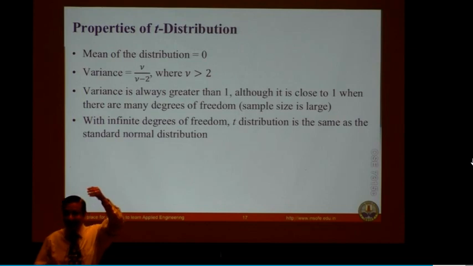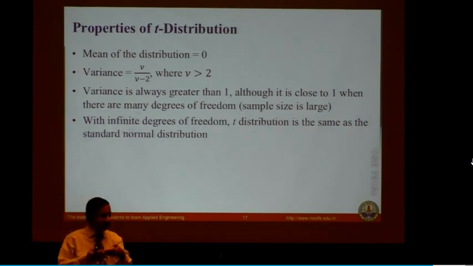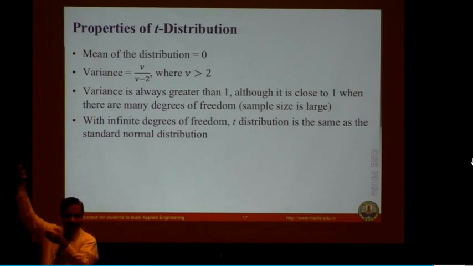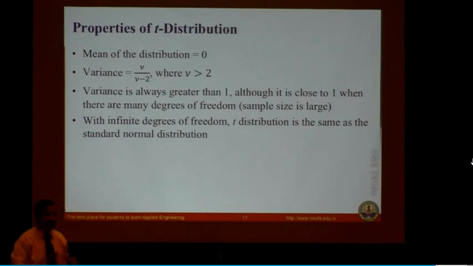Degrees of freedom is sample size minus 1. So if degrees of freedom is 100, sample size is 100 plus 1, so 101. Just for you to start getting used to the concept of degrees of freedom, nothing else. So if degrees of freedom is 100, what will be the variance? 100 divided by 98, close enough to 1.